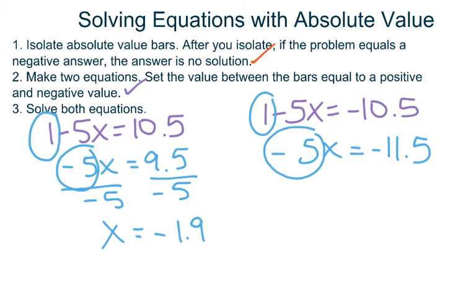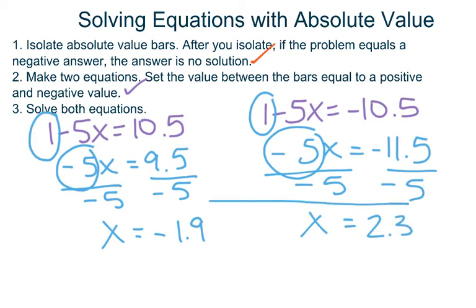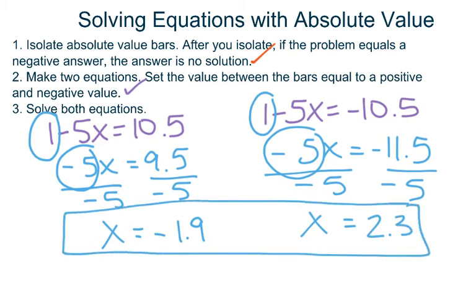Next thing, I'm going to get rid of this negative 5. I'm going to do the same thing. I'm going to divide both sides by 5. I got 2.3. So we had two different answers. That makes sense because when we talk about absolute value, you can go to the left and to the right.